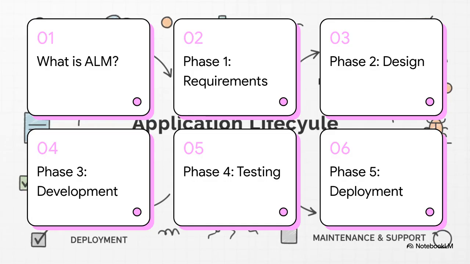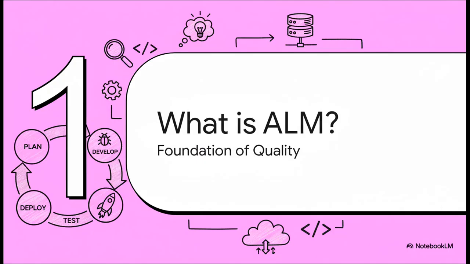All right, so here's our roadmap. We're going to follow the life of an application from start to finish, phase by phase. This will really help us understand the secret sauce behind building great software. Okay, first things first, before we dive into the phases, let's get on the same page. What exactly is Application Lifecycle Management, or ALM, as you'll often hear it called?